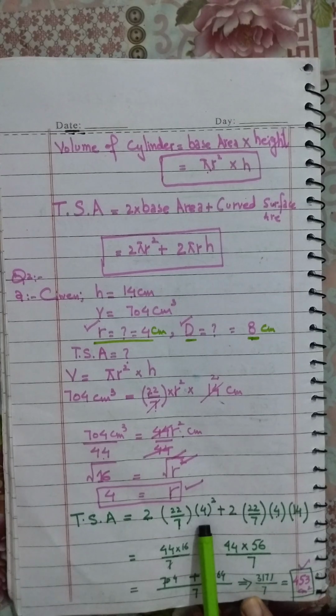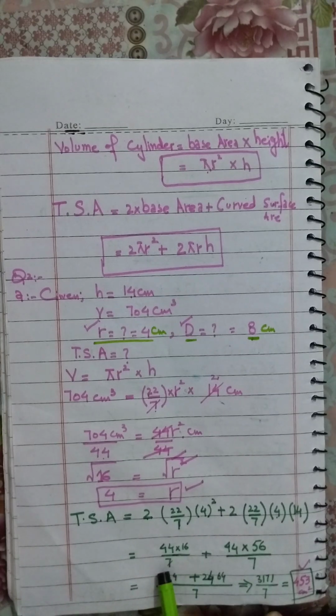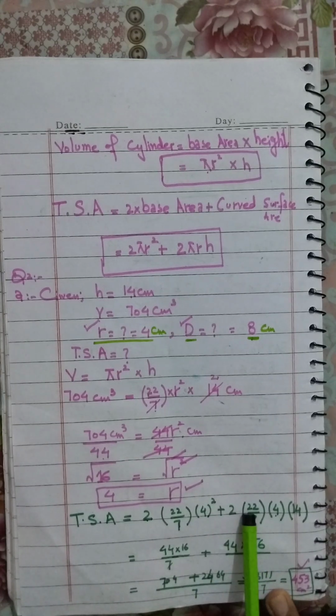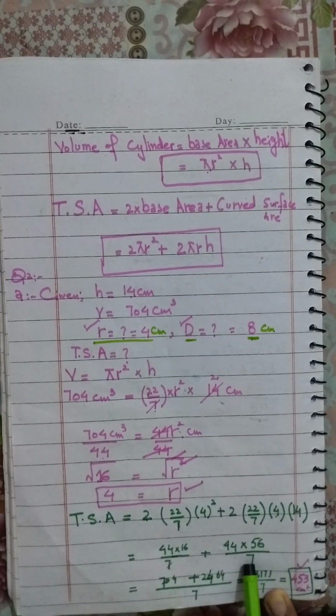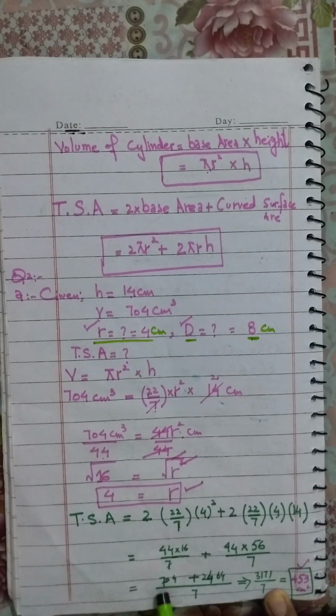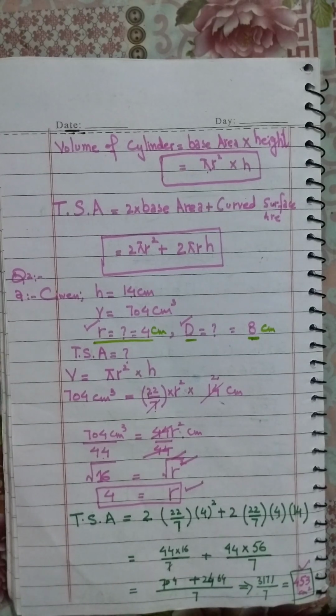4 square is 16, 22s are 44, 44 multiplied by 16 comes as it is, with 7 in the denominator. 2 multiplied by 22 becomes 44, 14 4s are 56, and divided by 7. Take LCM and solve this, we get 453 centimeter square. This is the total surface area. Okay, so part A of question number 2 of exercise 14C is done.